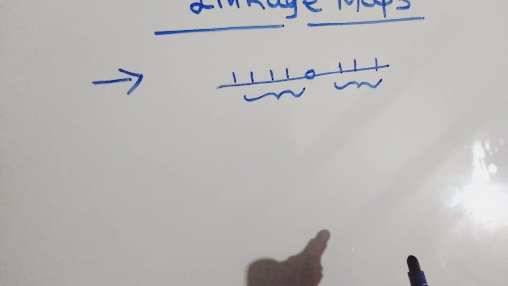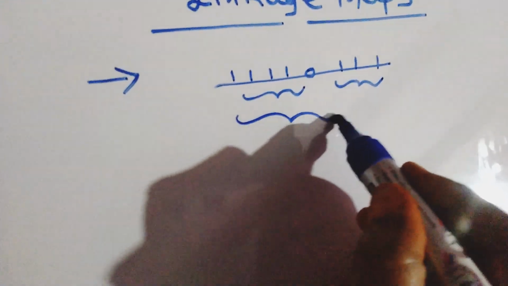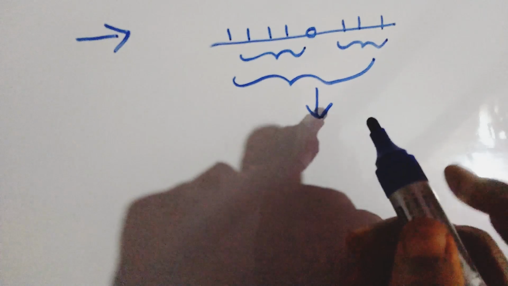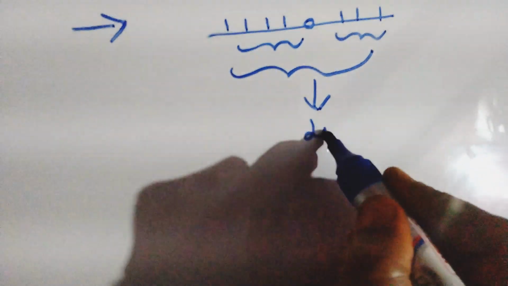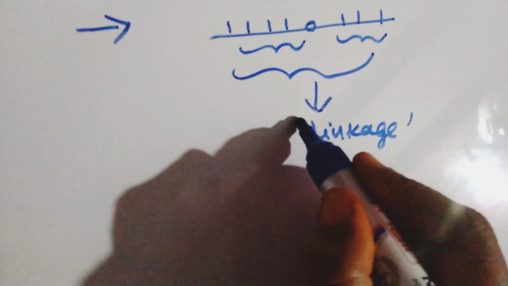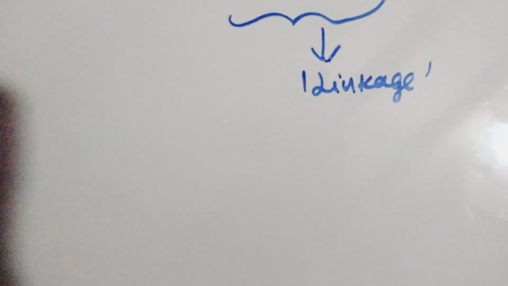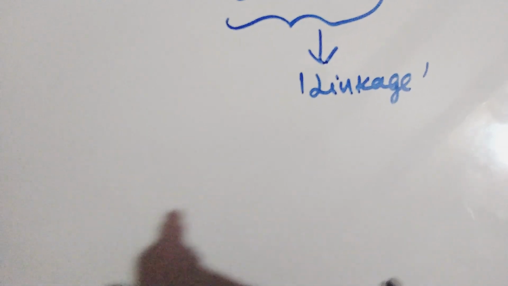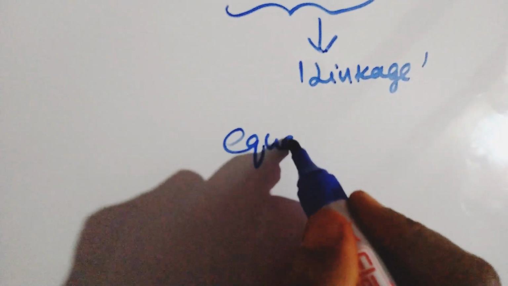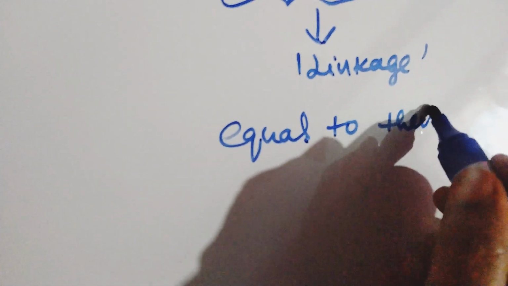The genes present on a single chromosome inherit together to the next generation as a linkage group. So the number of linked groups in any organism is equal to their gametic number.